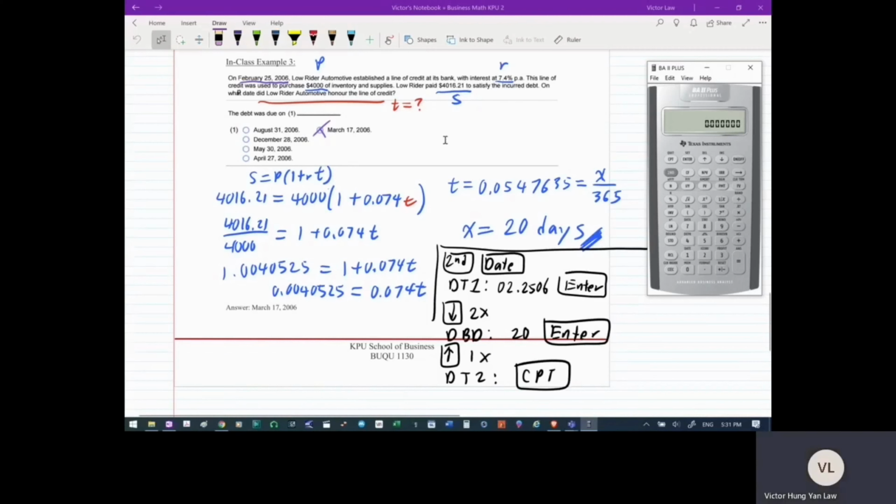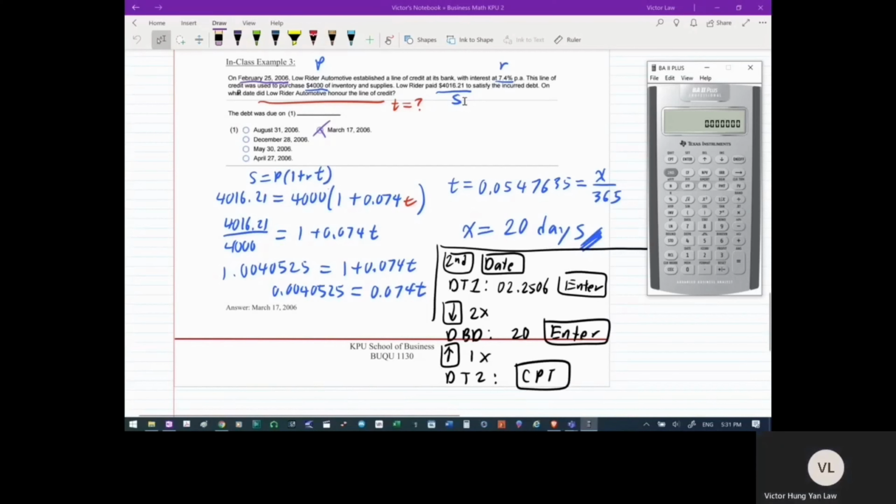When we read the question, the first number that we see is 7.4%. That is your R, that's your interest rate per annum. The second number that we see is $4,000. That is our present value, that's the P. That's how much we purchased today, so that's the debt that we owe today. The next number that we see is $4,016.21. That is our future value, that's the S. That's how much we paid at the end to pay off the debt. So therefore, that is the future value.